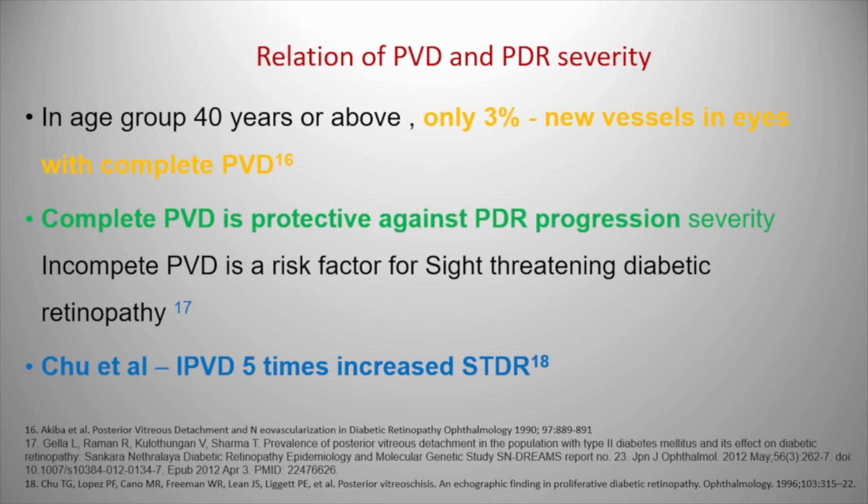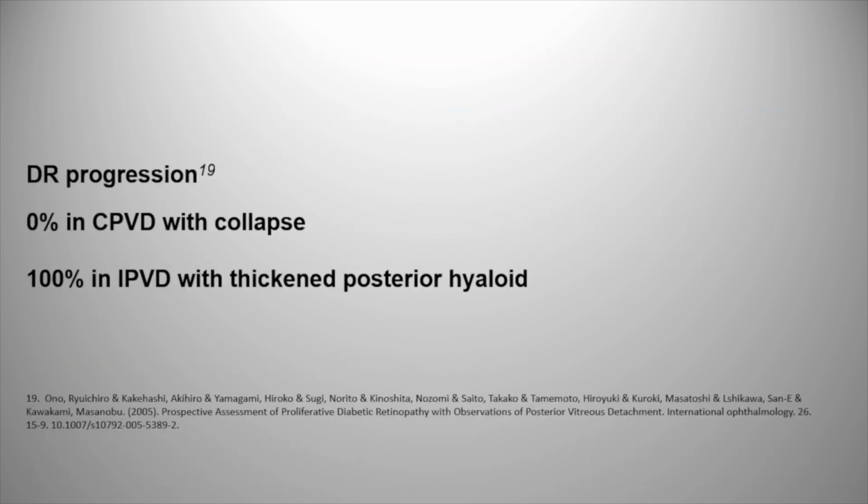Also, there has been found to be a relationship between PVD induction, PVD, and PDR severity. One study found only 3% of patients developed new vessels in complete PVD patients. Another study found that complete PVD is protective against PDR progression. A study by Chu et al. said that incomplete PVD leads to a 5 times increase in sight-threatening diabetic retinopathy. Also, 0% of complete PVD with collapse developed diabetic retinopathy progression.